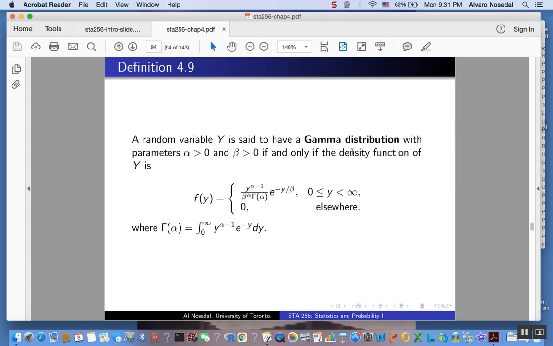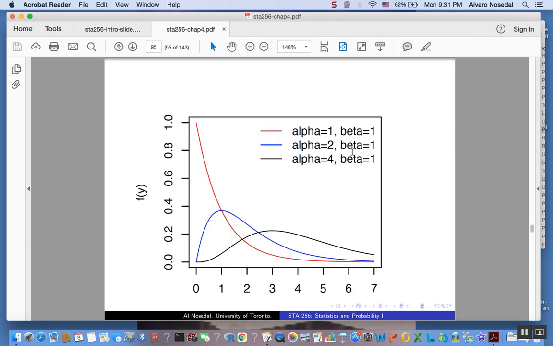So let's keep going. Now, that's a graphical representation of several members of the gamma distribution family. For instance, the curve in red is when alpha equals 1, we know we have an exponential, and if beta equals 1, it's just e to the negative y. This is another one when alpha equals 2 and beta equals 1, that's the blue one. The black one is when alpha equals 4, beta equals 1.